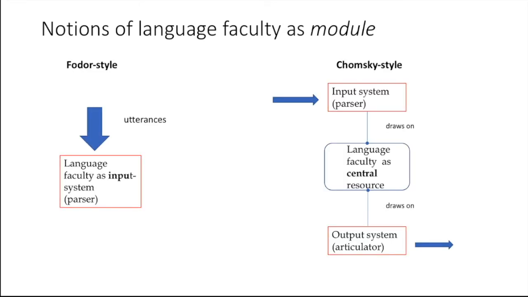So here, following Chomsky, Smith doesn't think that the language faculty is an input system, say a parser. That seems to be Fodor's view, represented here on the left. Rather, he thinks that the language faculty must be a central resource, a system of knowledge that both language understanding and production draw upon. After all, no one speaks only English and understands only Japanese, so there must be some central resource that kind of joins them together.